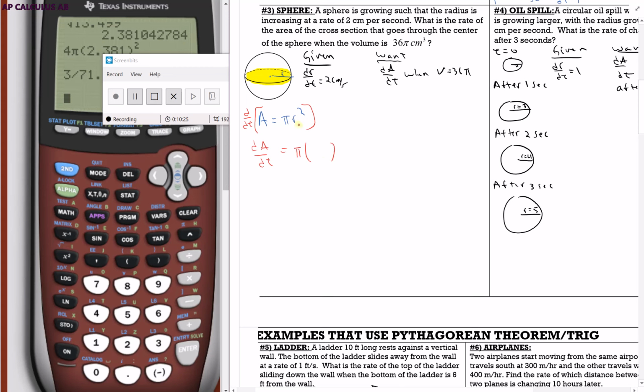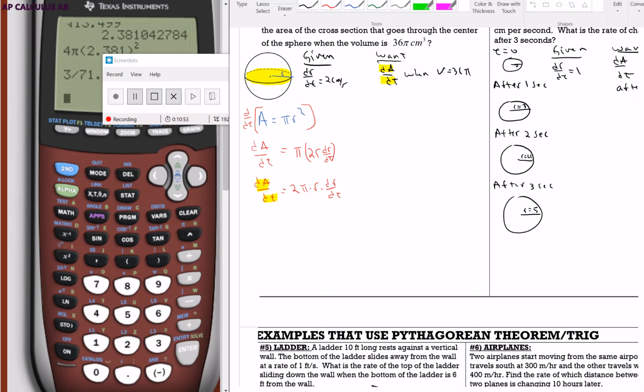I'm going to take the derivative of r squared, which is going to be 2r, times the derivative of the inside, which is dr dt. And if I simplify this, then I will get 2 times pi times r times dr dt. Right? And, well, what do we want? We wanted that dA dt, so that's right here. That's the thing I want. That's the thing I'm going to solve for. So I should be trying to plug in values for everything else, right?